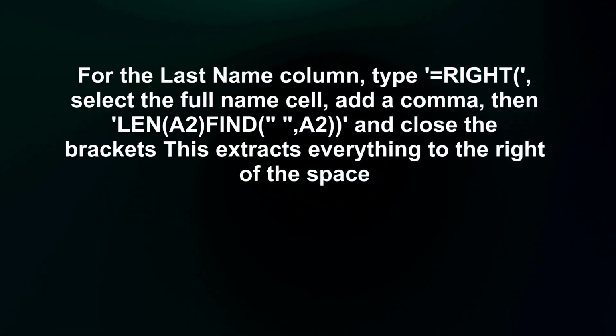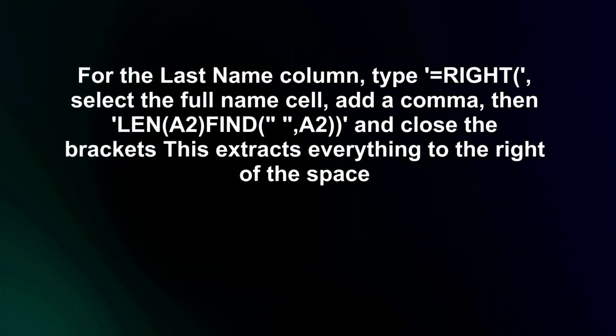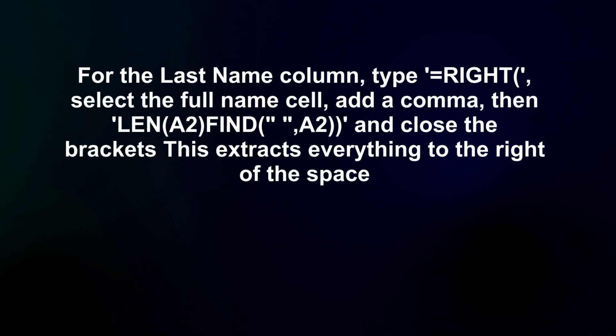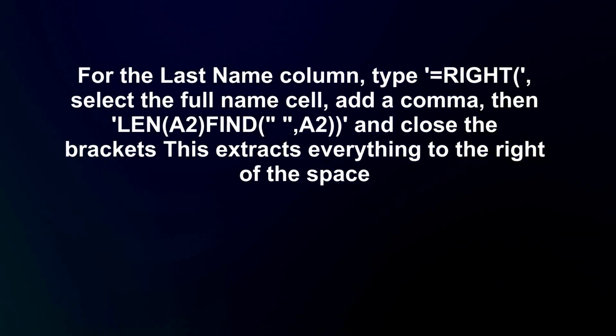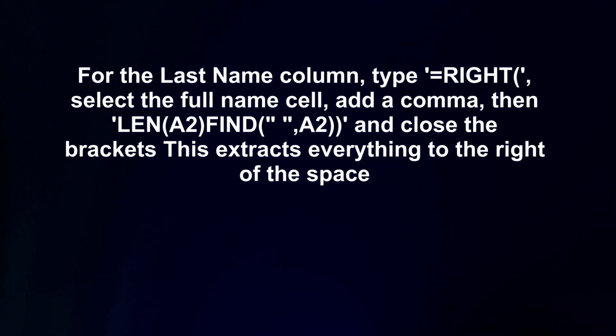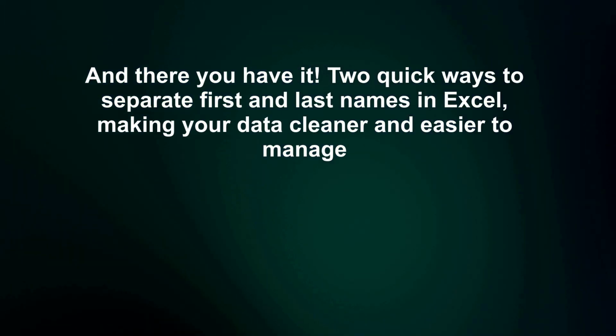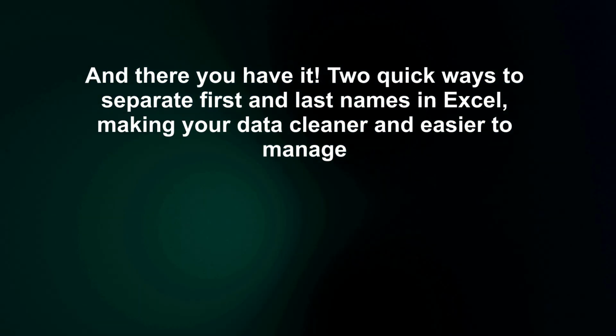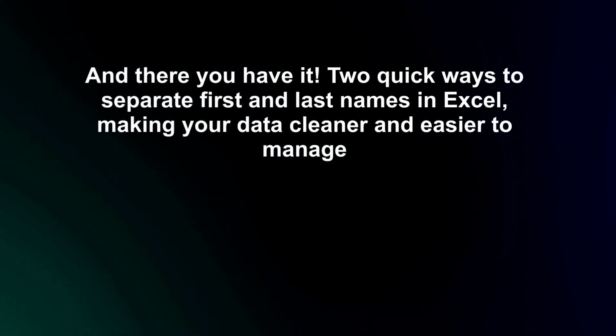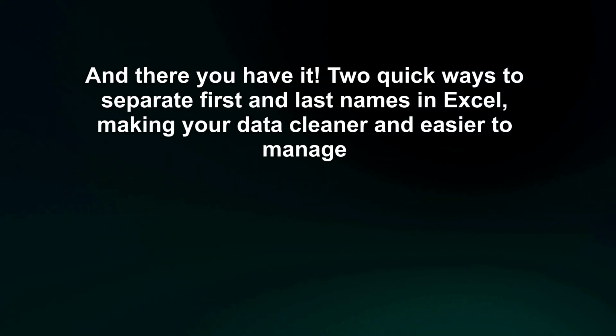For the last name column, type equals RIGHT, select the full name cell, add a comma, then LEN(A2) minus FIND(" ", A2), and close the brackets. This extracts everything to the right of the space. And there you have it, 2 quick ways to separate first and last names in Excel, making your data cleaner and easier to manage.